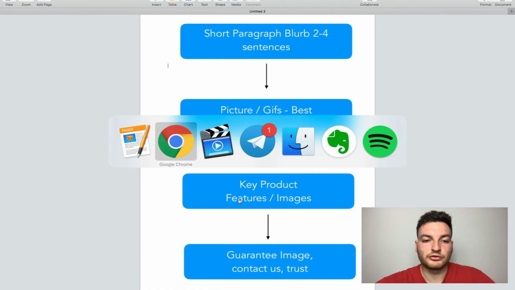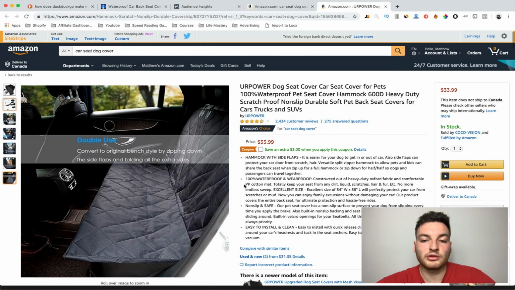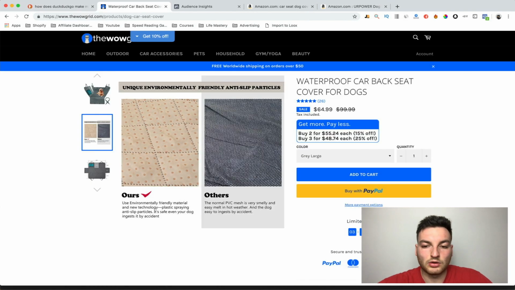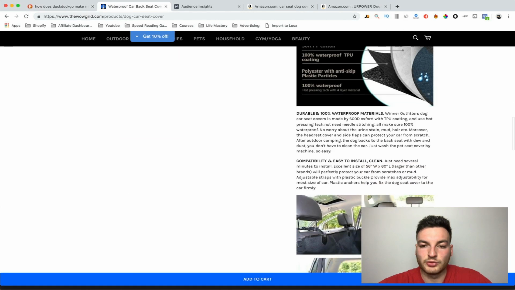And then key product features, again, you go back to Amazon, and Amazon's the best place to get key product features. And you can just go ahead and actually look at these guys right here. So non-slip safe, PP, 100% waterproof and wearproof, hammock with side flaps. So I don't know what that means, but you can go ahead and search that stuff. And this guy here on Shopify actually has that done pretty well.